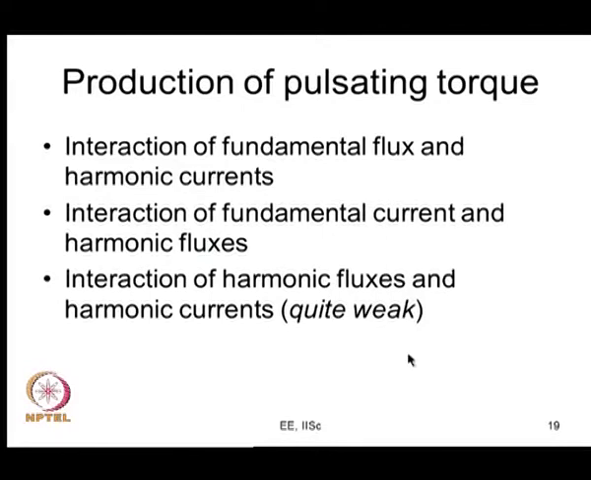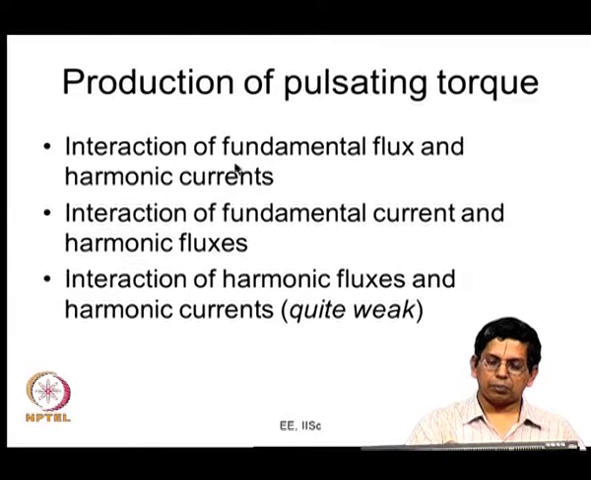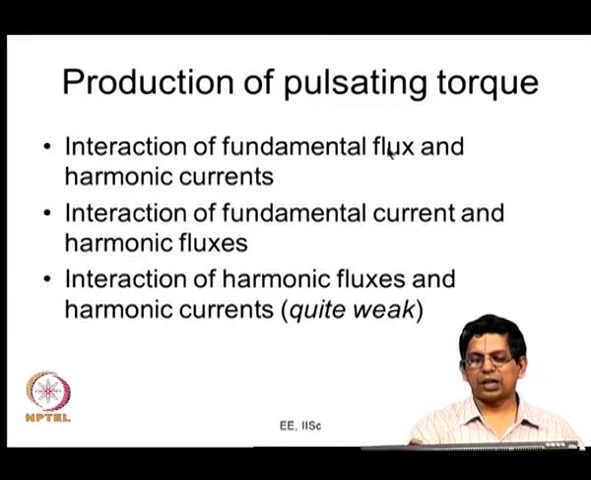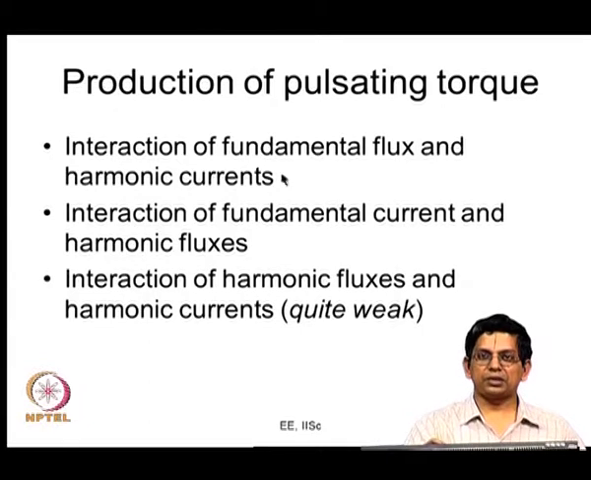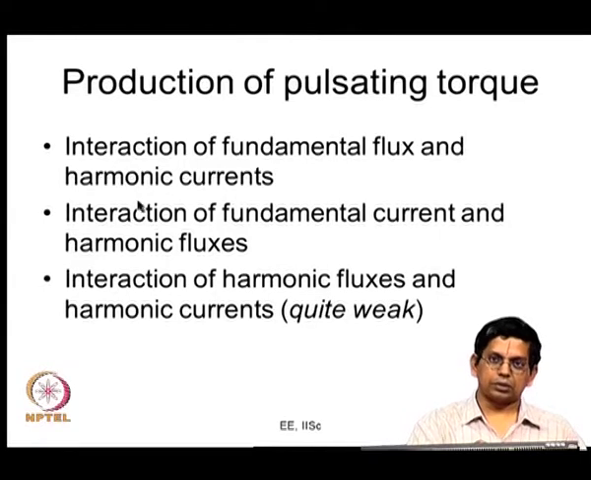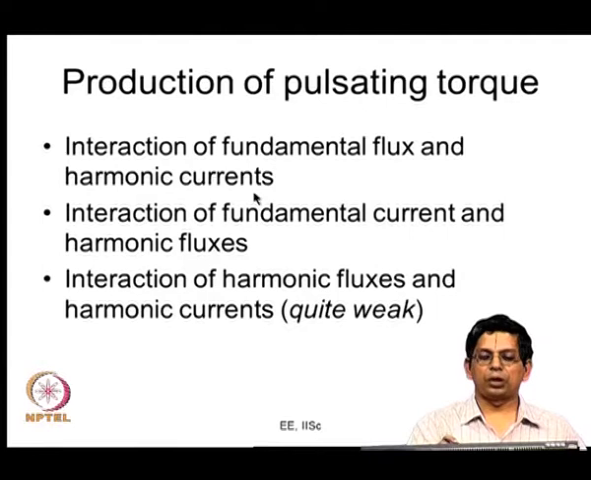So, now there are two magnetic fields. How do you represent a magnetic field? You can probably represent it in terms of flux or in terms of current. Let us say we look at the stator magnetic field, the stator's fundamental magnetic field. So, we can look at the fundamental flux of the stator, and if you want to look at a harmonic magnetic field produced by the rotor harmonic currents, the harmonic fields of the rotor, then you can look at the harmonic currents.